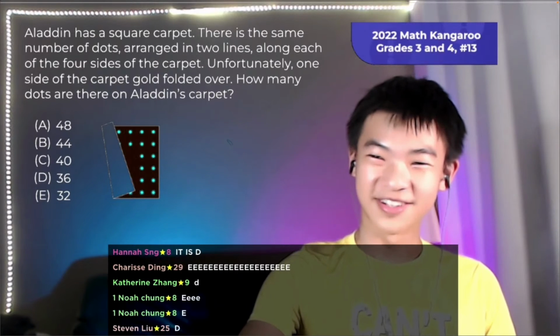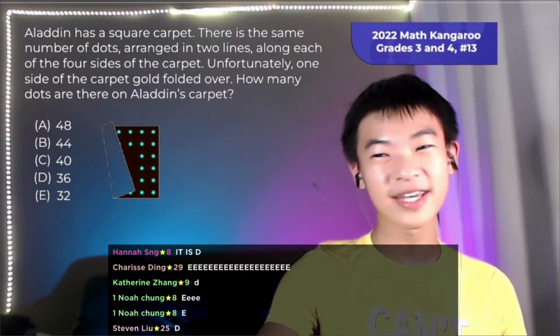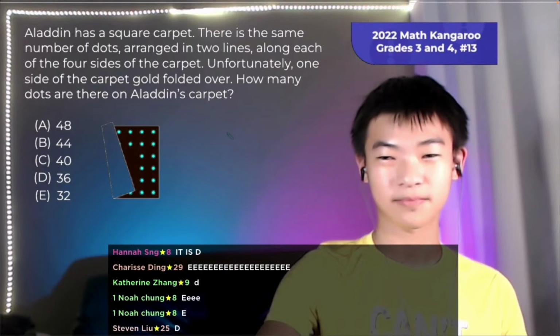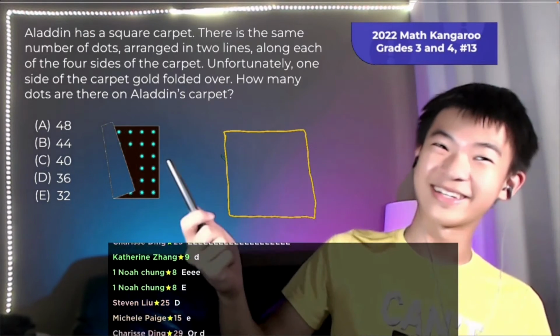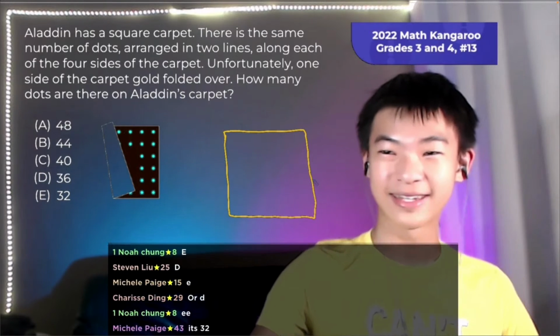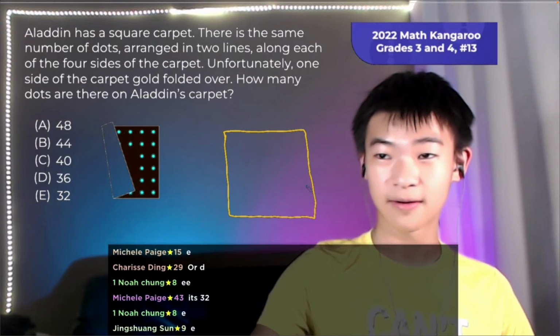The thing is folded over, so we don't get the full picture, but we can attempt to draw the full picture. For each of these sides, we know what this right side looks like because it's not folded over, we can see it. I'll use a different color here.